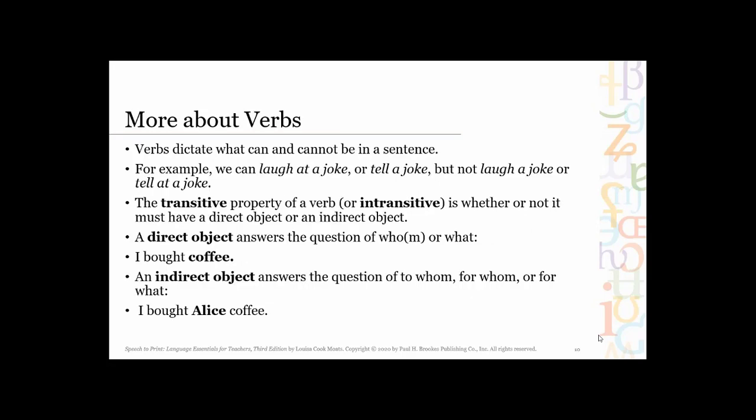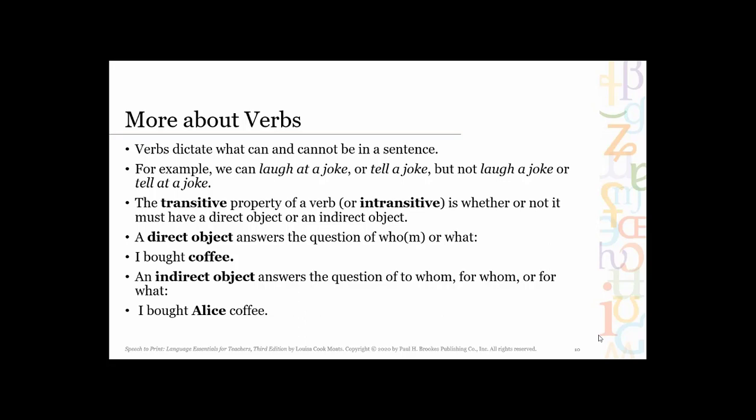And more about verbs. As mentioned, the verb in a sentence is boss, and verbs dictate what can and cannot be in a sentence. For example, we can laugh at a joke or tell a joke. We can't laugh a joke or tell at a joke. The transitive property of a verb, or the intransitive property, is whether or not it must have a direct object or an indirect object. So let's think about that. A direct object answers the question of who or what.